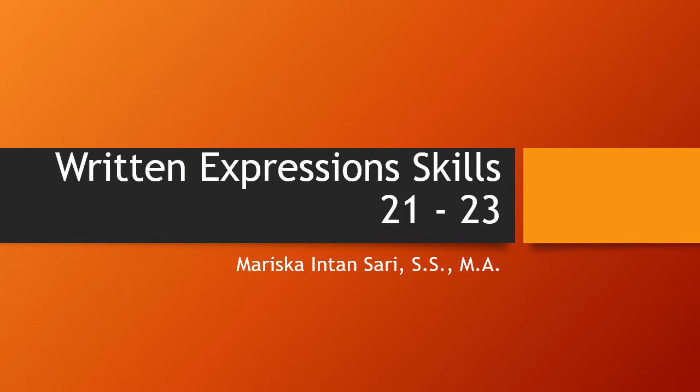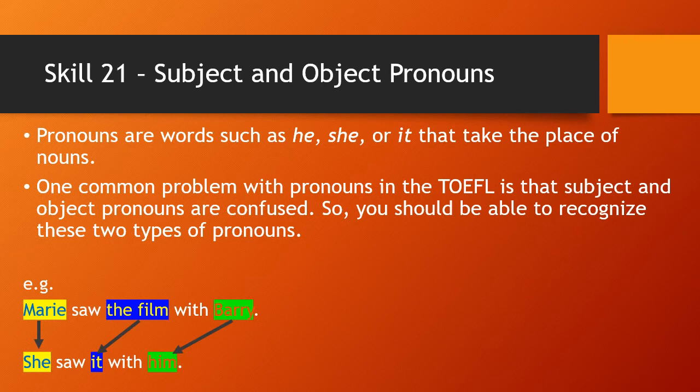Skills 20 to 23. All right, let's start from skill 21, which is subject and object pronouns. If previously we have discussed nouns, right now we discuss pronouns. What are pronouns? Pronouns are words such as he, she, or it that take the place of nouns.